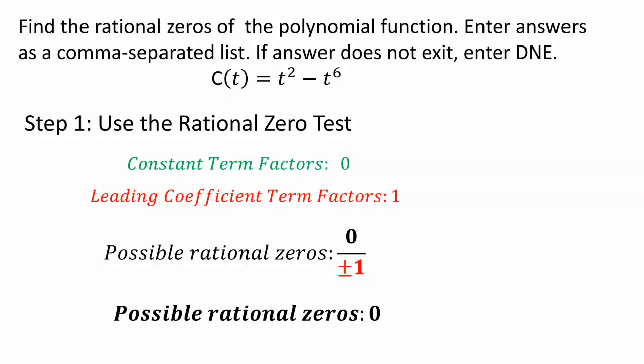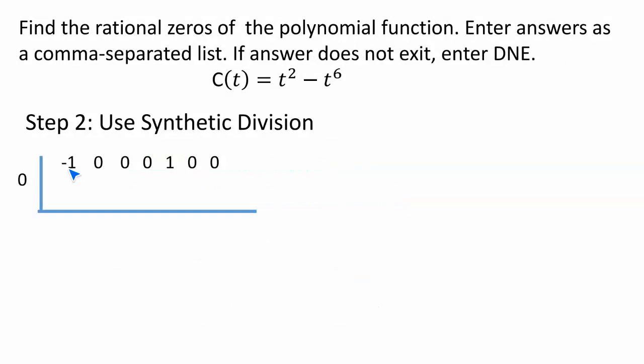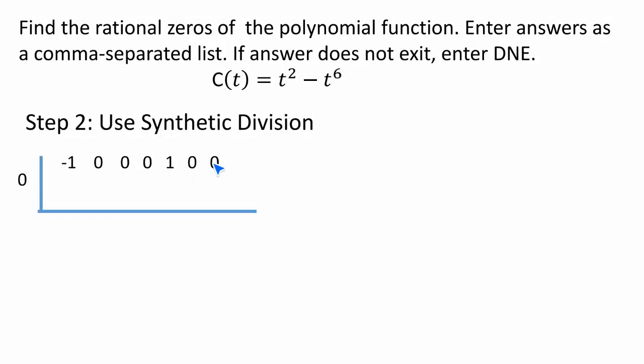And I'm going to use synthetic division. So I have negative 1 for the t to the 6. I don't have a t to the 5th or a t to the 4th or a t cubed. And then I have a t squared. Then I don't have a t and I don't have a constant. Okay, so if we keep track of all these zeros, then we bring down the negative 1 times 0 is 0.